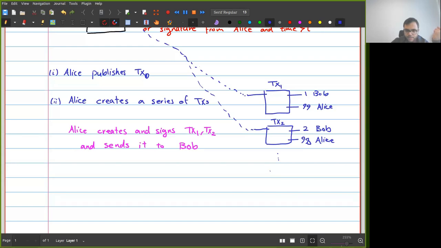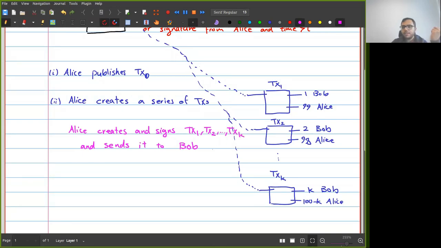And we said that, let's say I have K transactions. Transaction K can be that Alice pays K units to Bob and 100 minus K units back to herself. Again, using the exact same input. And yeah, just as before, Alice just creates all of these transactions, signs them, and sends them to Bob.